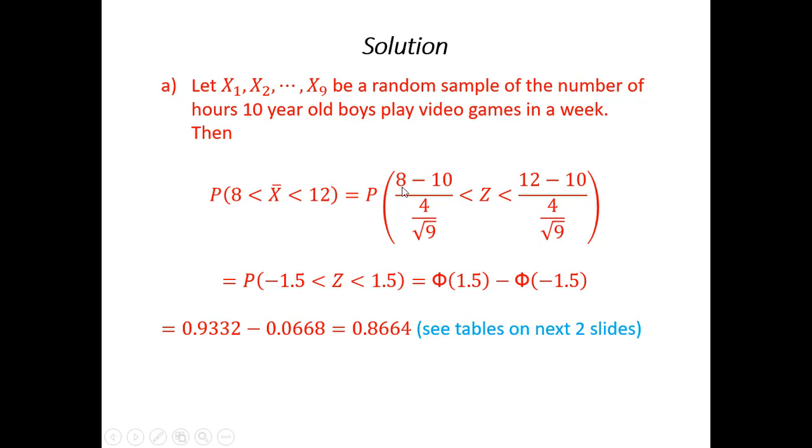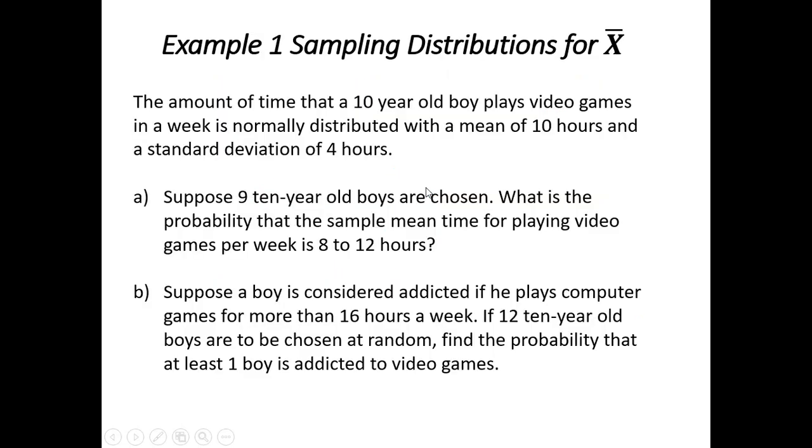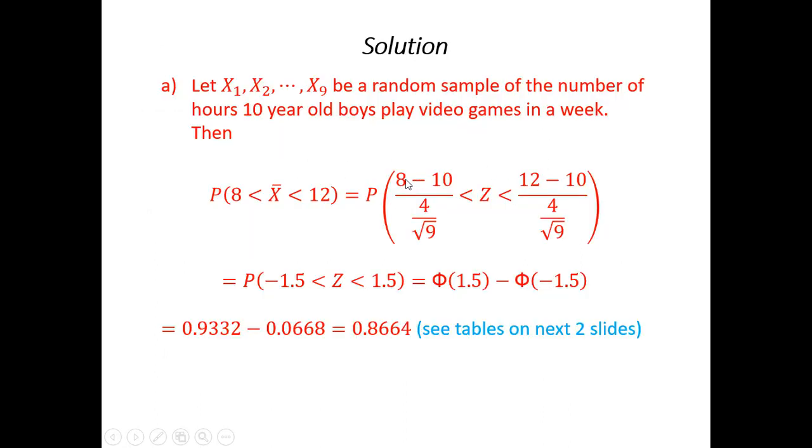Here we get 8 minus 10, so we have 8 here. It's 8 minus the mean. Remember, the mean was given right here, the mean of 10 hours. So 8 minus 10 over our adjusted standard deviation. 12 minus 10, same adjusted standard deviation. So these simplify to 1.5 here. This is going to give me my positive 1.5. This will give me my negative 1.5.